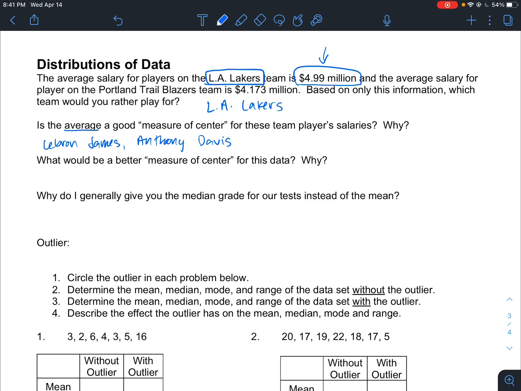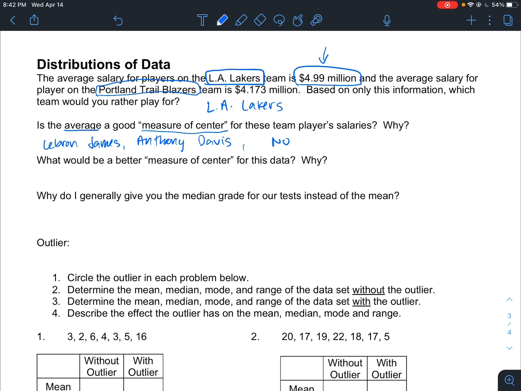Now, it's probably the same thing for the Portland Trailblazers. You have stars like Damian Lillard, CJ McCollum, but I would doubt that they get paid as much as LeBron James and Anthony Davis. So, I would say no. You don't want to use the average to measure the center because LeBron James and Anthony Davis are huge outliers. So it's making the average seem higher than what it actually is.